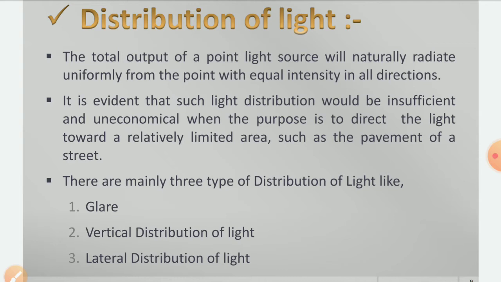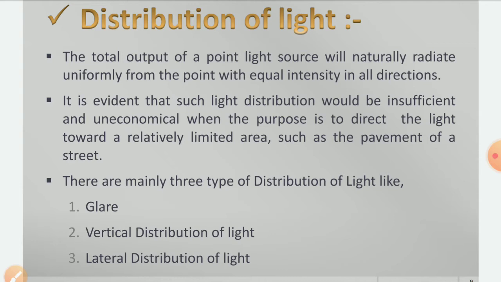If you have a light source that radiates energy uniformly from a point, with the same intensity in all directions, that is one type of distribution. It is once again evident that such a light distribution would be insufficient and uneconomical when the purpose is to direct the light towards a relatively limited area.